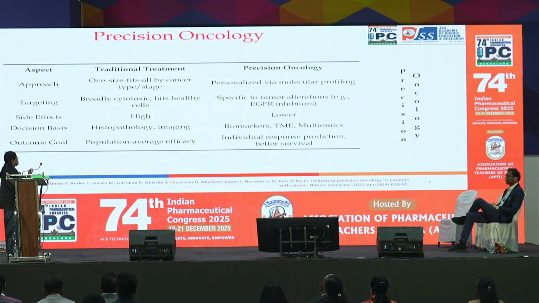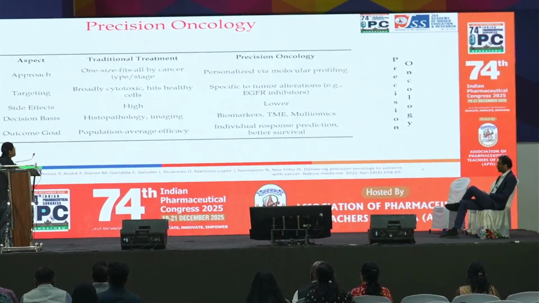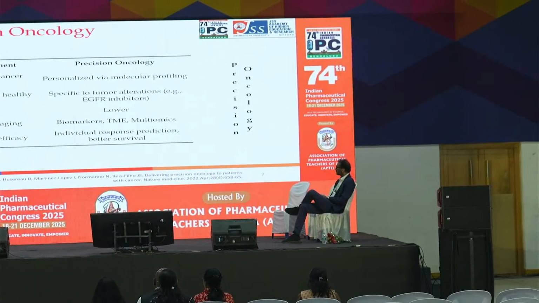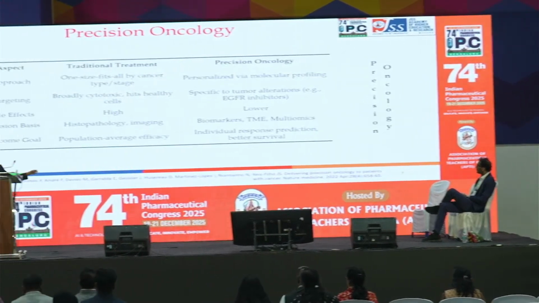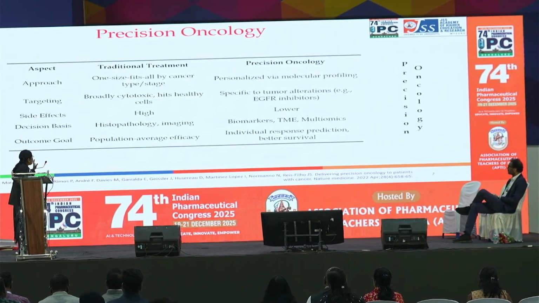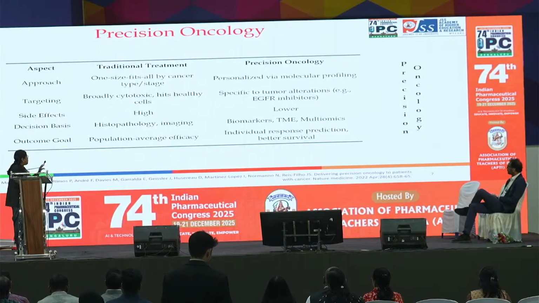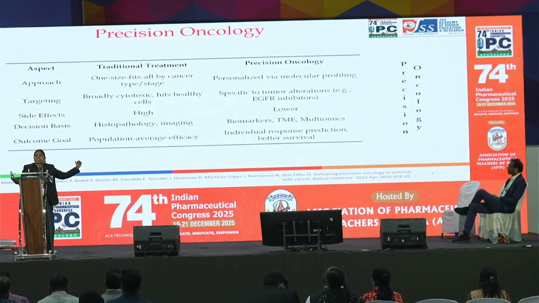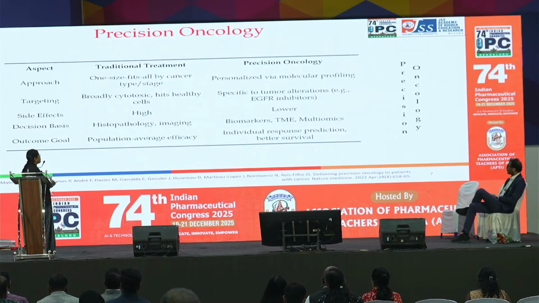And for the decision basis, people use histopathology imaging. Now people are also using medical imaging, where exactly AI tools can help the oncologist. So in precision oncology, people will majorly be working towards biomarkers, tumor microenvironment and multi-omics. And the outcome goal traditionally is average population-based efficacy, whereas in precision oncology, it is individual response prediction and better survival.